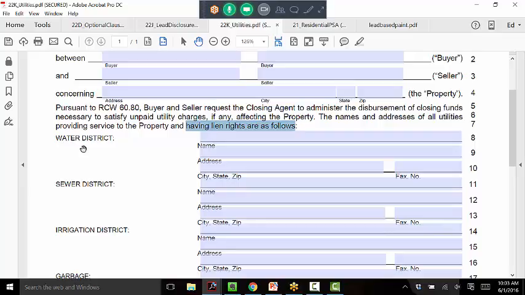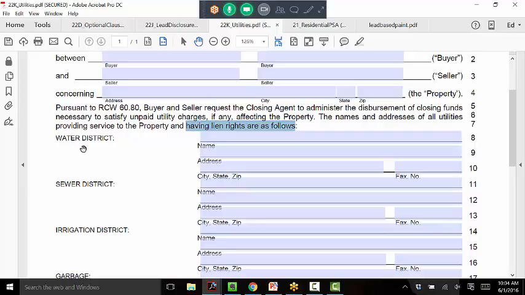No. The only thing that's lienable is water, and in some areas, electricity. Seattle City Light will lien, but most other utilities will not. So that last sentence is important because this is designed for lienable utilities.